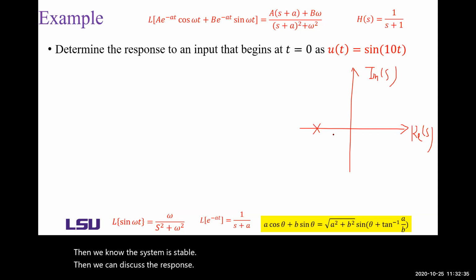For an unstable system, it is meaningless to discuss the response, because eventually the response will be infinitely large. The input signal is a sine function with frequency 10. Now we want to determine the response to the input signal that is applied at t equals 0.